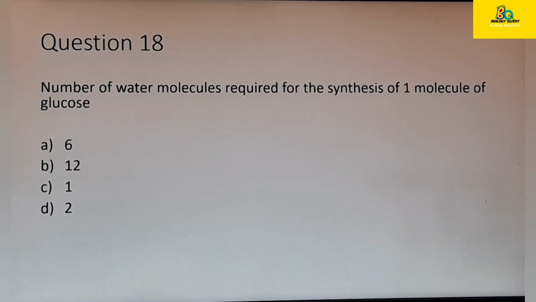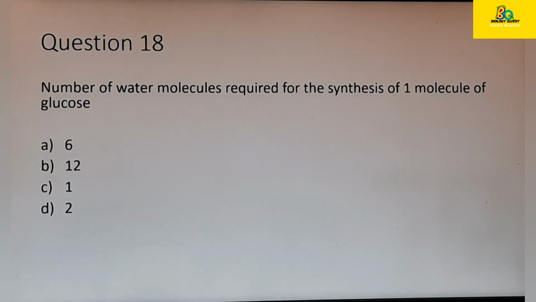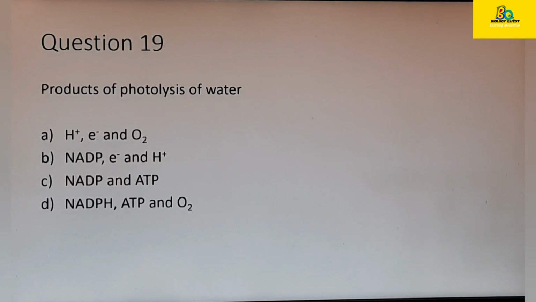12 water molecules are required for the synthesis of one molecule of glucose. How many carbon dioxide molecules are required? 6. 6 carbon dioxide plus 12 water results in the formation of one glucose molecule. Okay. So the correct answer is option B 12. Next question. Products of photolysis of water.